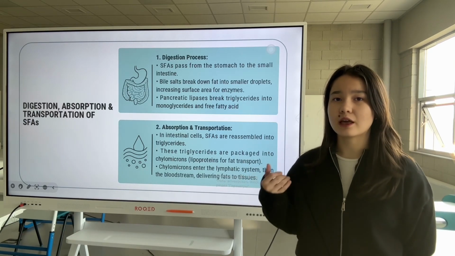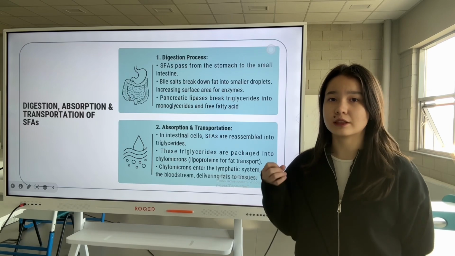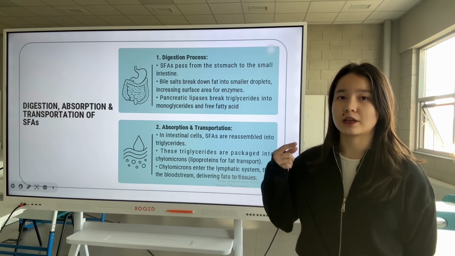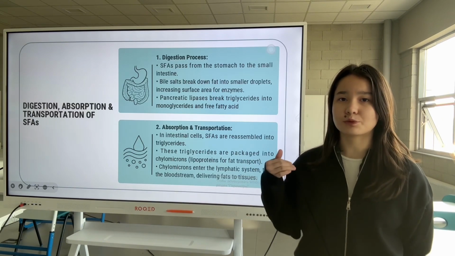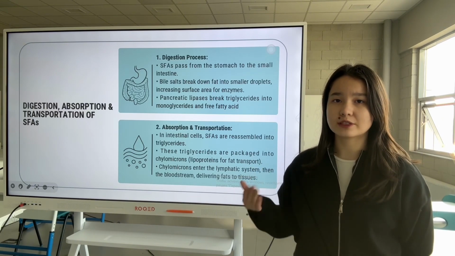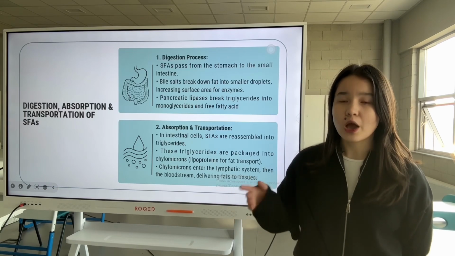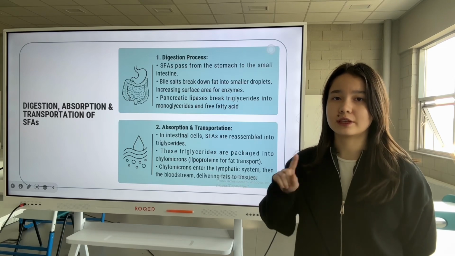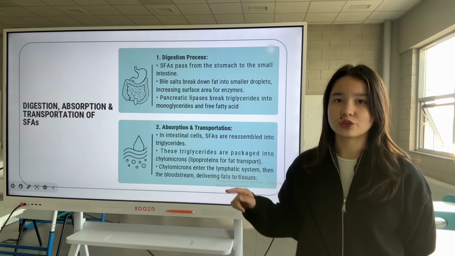Within the cells, they are assembled into triglycerides and packaged into chylomicrons. Chylomicrons are lipoprotein particles, essential tiny transport vehicles that carry these fats throughout the lymphatic system into the bloodstream. Once in circulation, these chylomicrons deliver triglycerides to various tissues throughout the body.